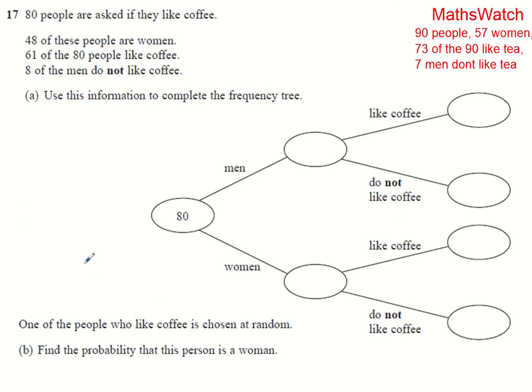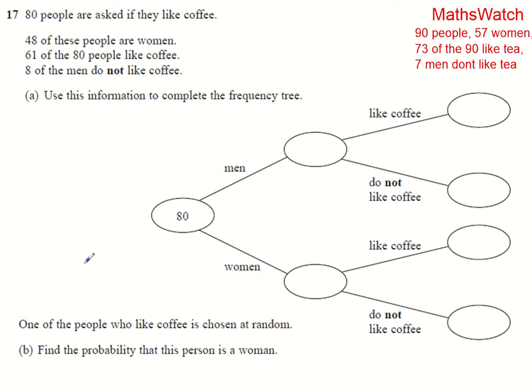Question 17. 80 people are asked if they like coffee. 48 of these people are women. 61 of the 80 people like coffee. 8 of the men do not like coffee. Use this information to complete the frequency tree.